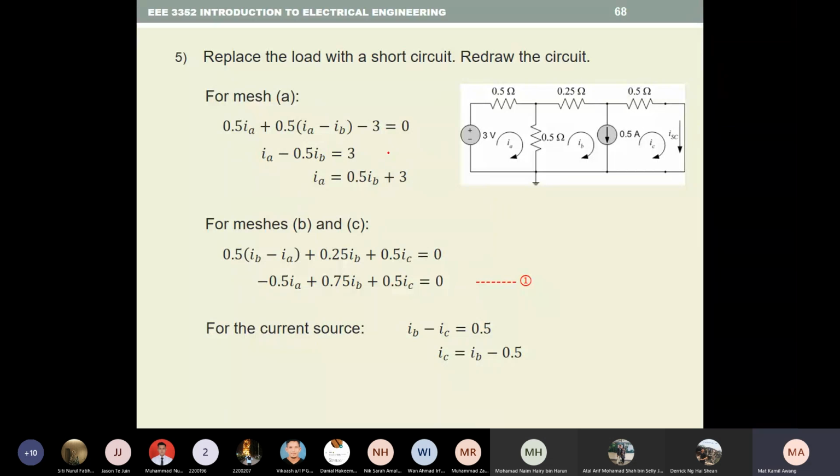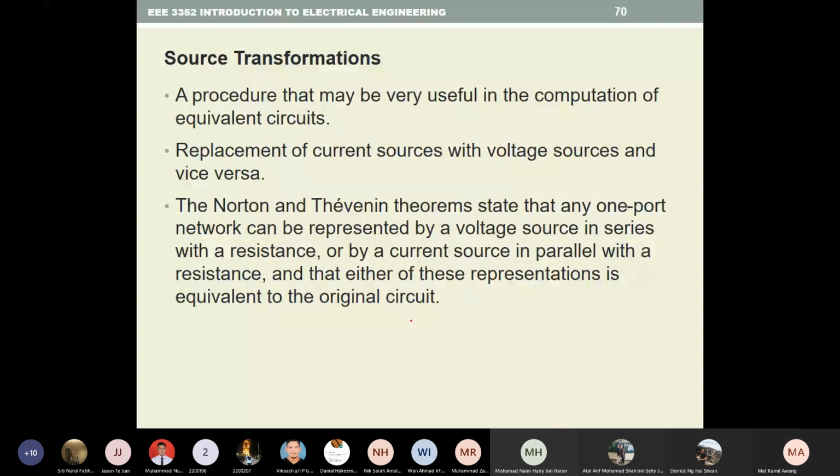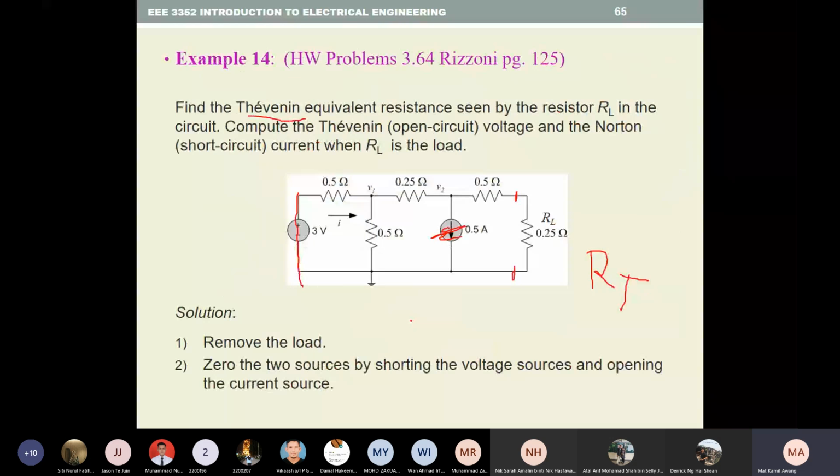So from the first mesh A, you get this equation. So you get IA equal to 0.5 IB plus 3. For mesh B and C, you get this equation. For the current source, you get IC equal to IB minus 0.5. You can go through this on your own. So you substitute all this, and you find that I short circuit, IC, equals 1.25 amps. Okay, so that is your solution for this question.